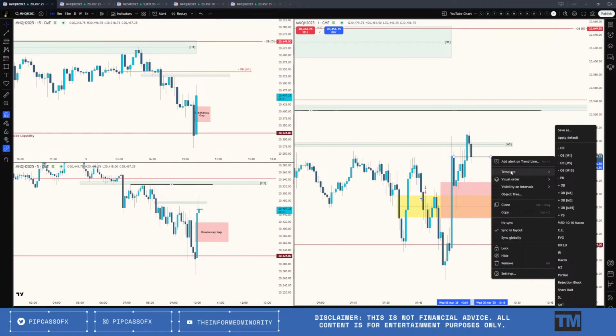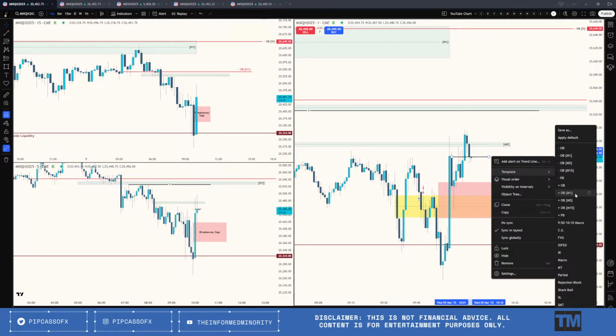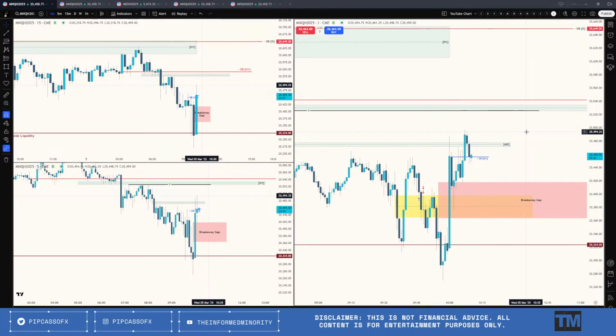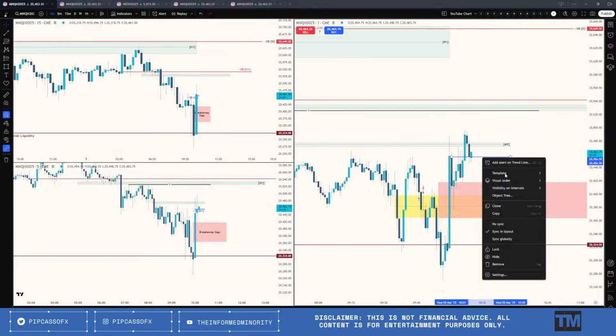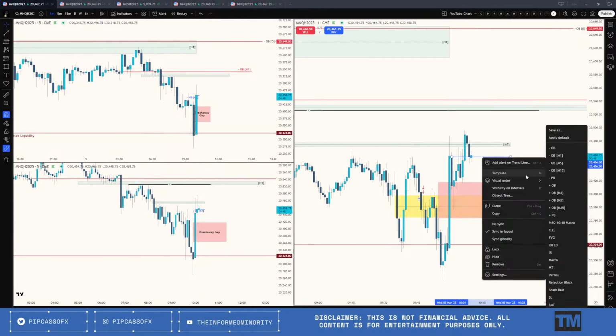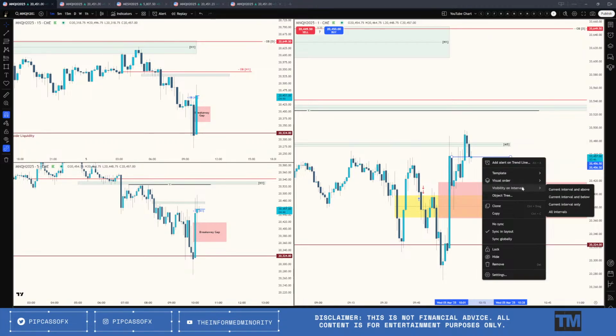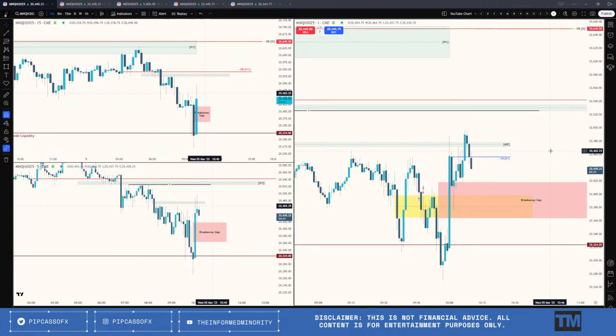But we see this as an order block that should be used to trade higher. That's what I'd be looking for. So I'll be looking for.